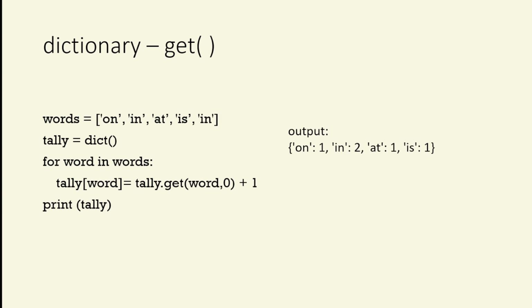So let's quickly look at this. We have a list called words, we create a dictionary called tally, and then we're just going to add up all the amount of words that are in the list. And you can see here we've got the 4 words on, in, at and is, and they all occur once except for in, that occurs twice. So this is a good way of tallying up how many words are in a text file, for example.